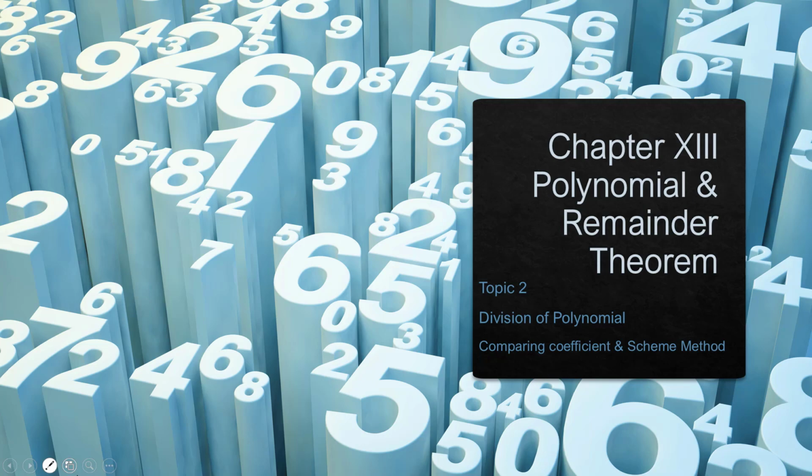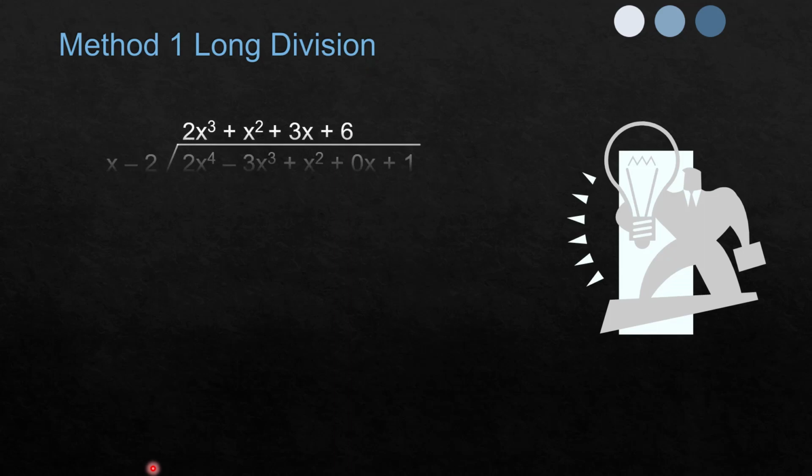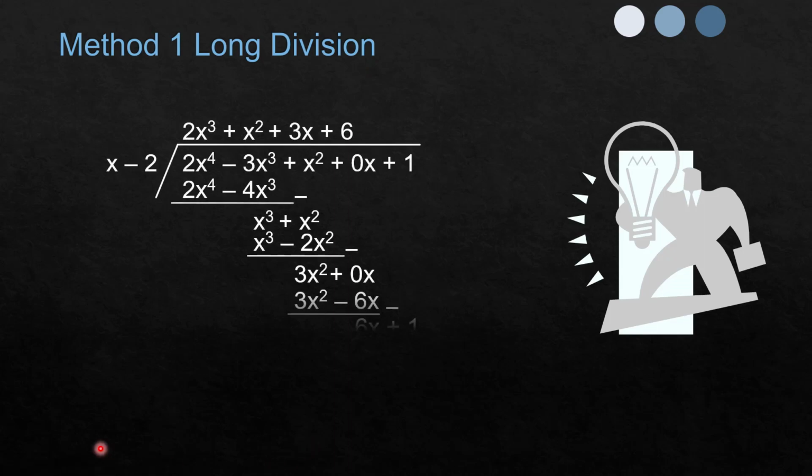Today, we will discuss the second topic of division of polynomial. We have two other methods, comparing coefficient and scheme method. So, we have learned the first method of long division with all these long ways. Maybe you found that this process is quite long and sometimes contains many errors. So, we will offer you another method to confirm the process of division.